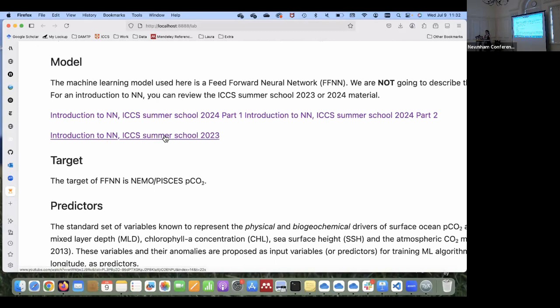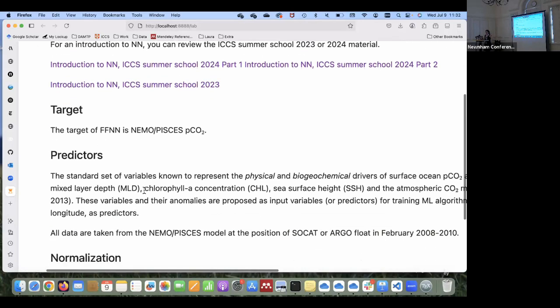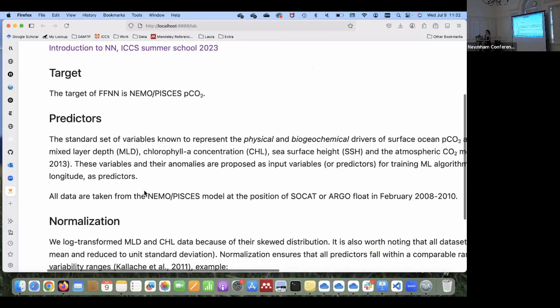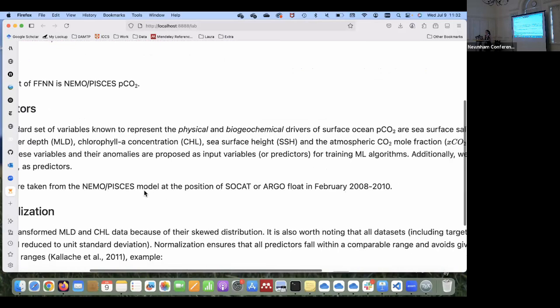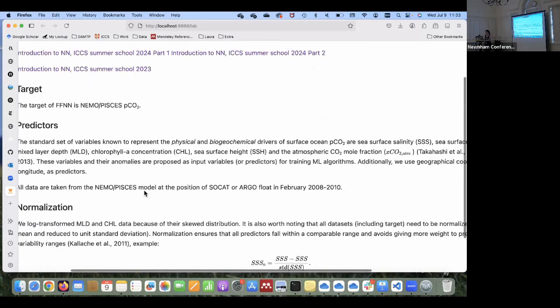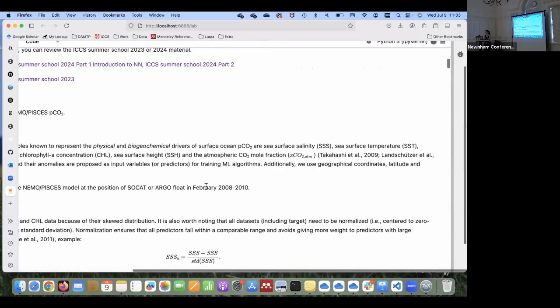So what's the target? What we want to solve is the pCO2, the partial pressure of CO2 in the NEMO-PISCES model. And the predictors, or features, are, as I said, a list of physical and biochemical variables that impact the pCO2. So we can use them to predict those fields.